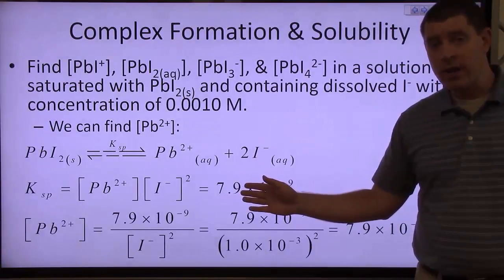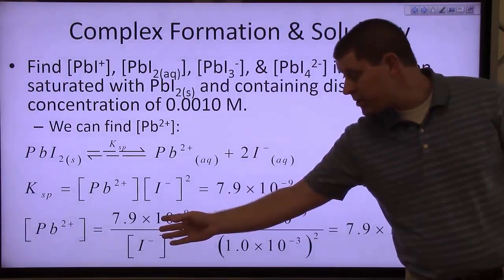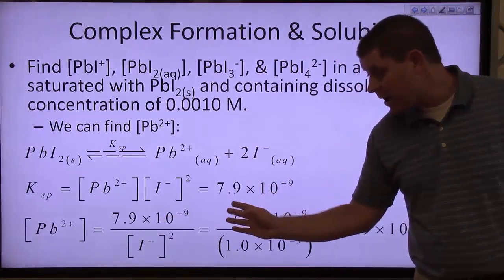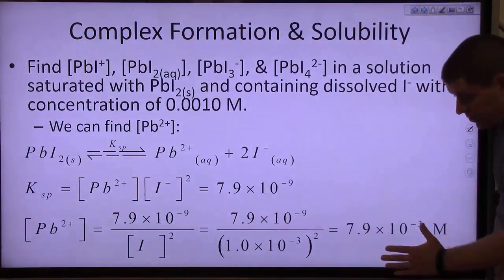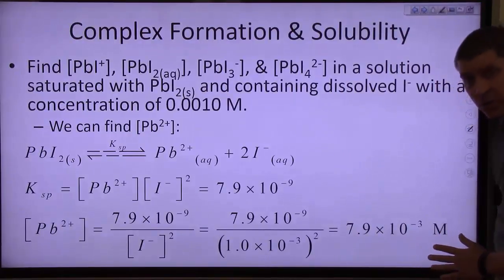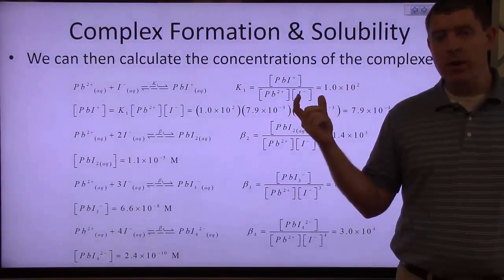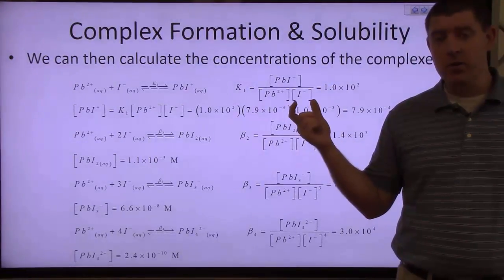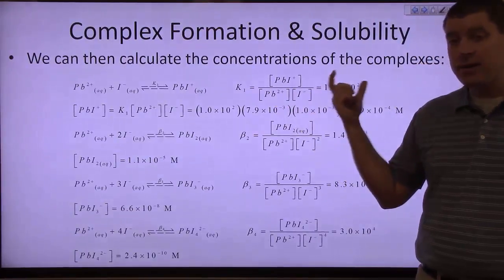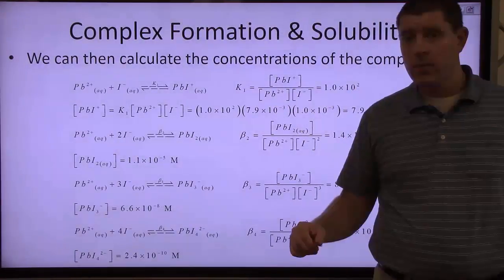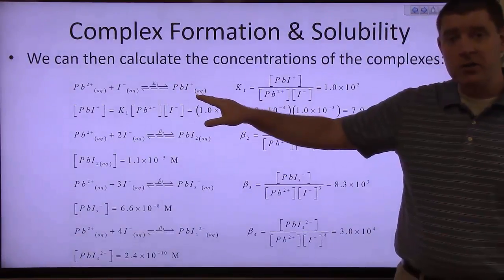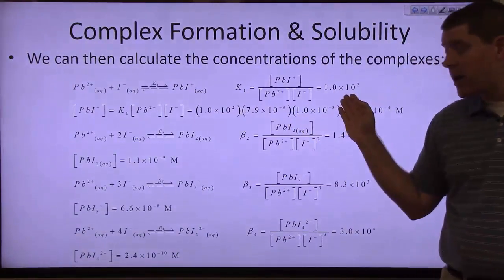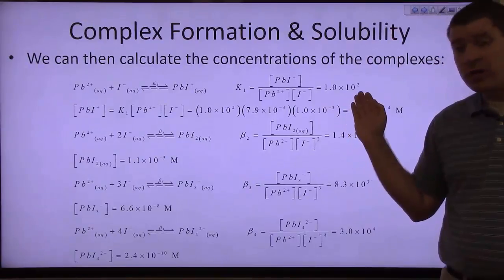So when we rearrange the Ksp expression to get the lead 2 concentration, we get 7.9 times 10 to the minus 9 divided by our concentration of iodide squared, which then gives us a lead 2 concentration of 7.9 times 10 to the minus 3 molar. So now we know the concentration of lead ion in solution, and now we can go ahead and calculate the concentrations of our complexes. So we've got our formation reaction for our first complex where we've added just a single iodide. We've got our value for K1. We know that value is 1.0 times 10 to the 2.